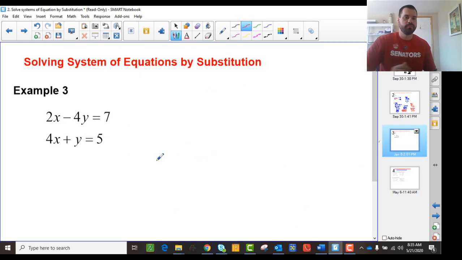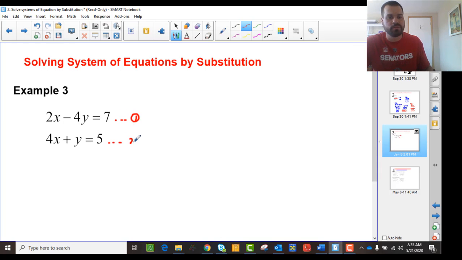Okay, here's another example. So let's do this one. And again, when you look at these equations, deciding what you're going to start with in terms of a substitution is based on if a variable is by itself, meaning there's no number in front of it, that's the best choice. So that's what I'm going to do.